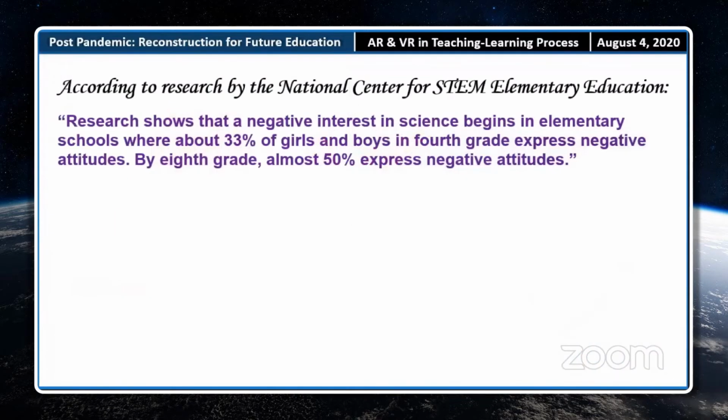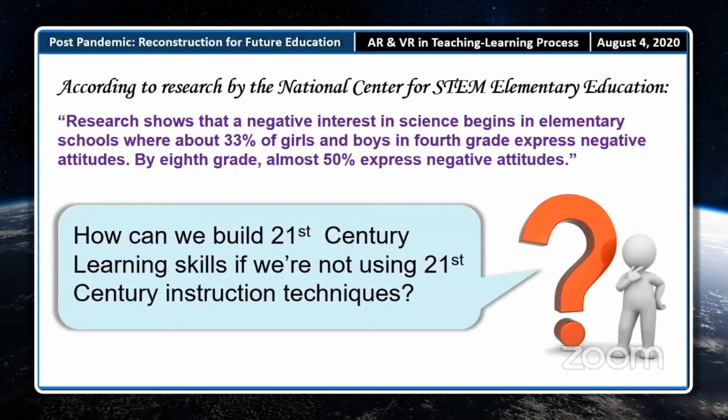According to research by the National Center for STEM Elementary Education, negative interest in science begins in elementary schools, where about 33% of girls and boys in the 4th grade express negative attitudes. And moving on, by 8th grade, almost 50% express negative attitudes. So the point here is how we can build 21st century skills if we are not using 21st century instruction techniques. This is very important. We have to think about it.